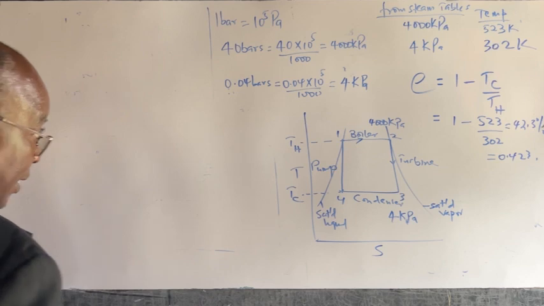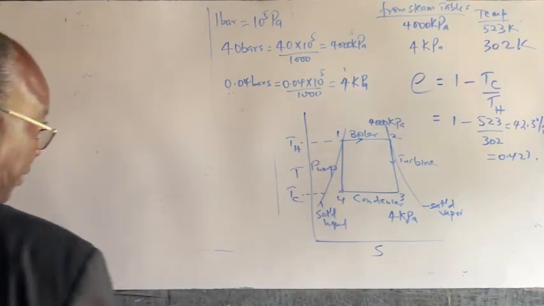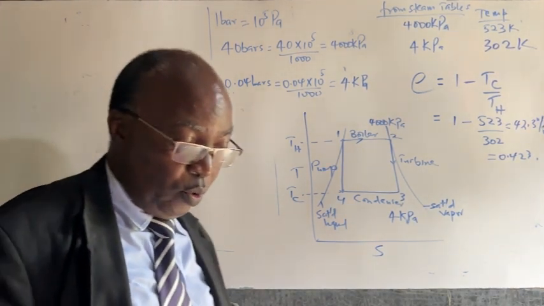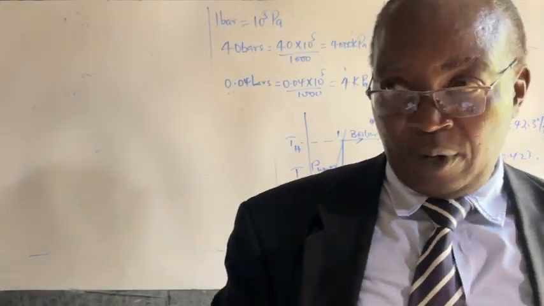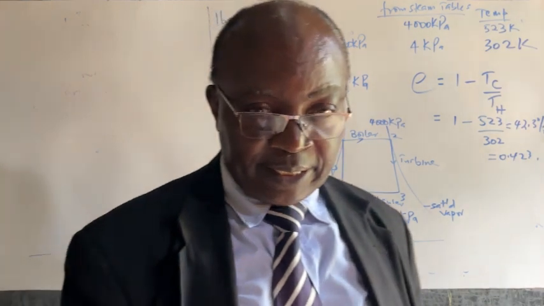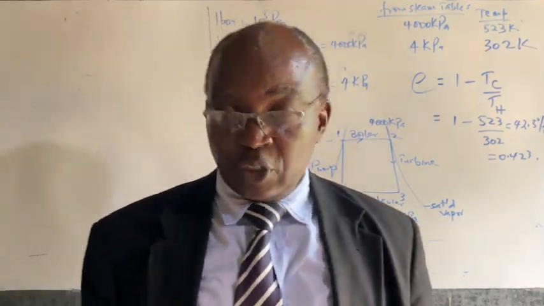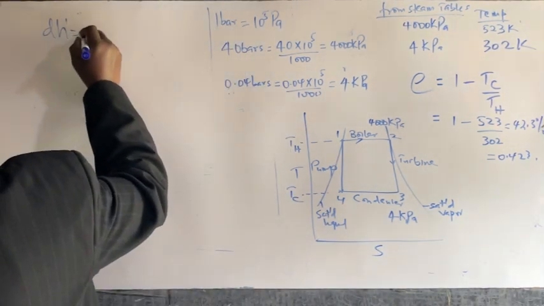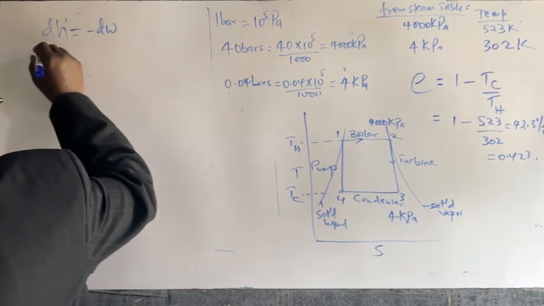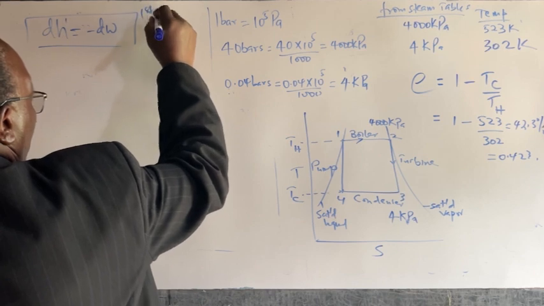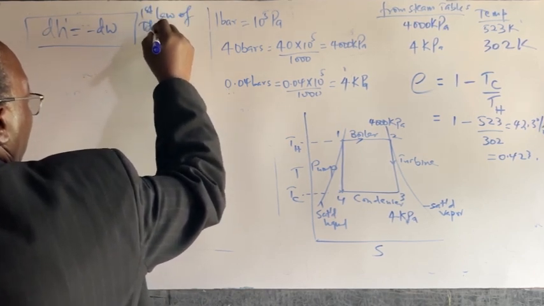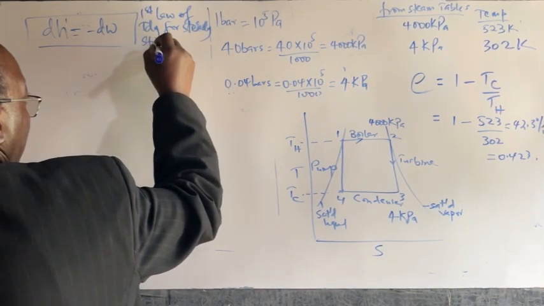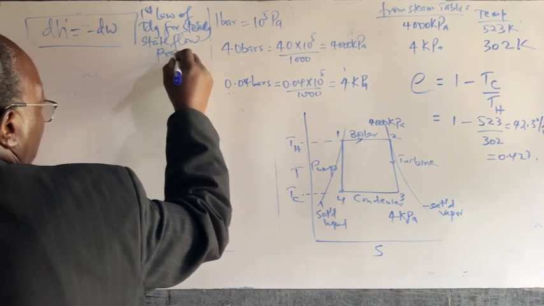So remember, from the Carnot cycle, we have said that this efficiency is in terms of the changes in enthalpy, because from the first law of thermodynamics for steady state flow processes, where the kinetic energy is assumed to be zero, the potential energy is assumed to be zero, and where it is adiabatic, then dH was minus dW.